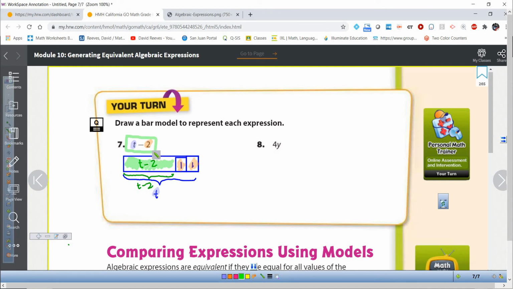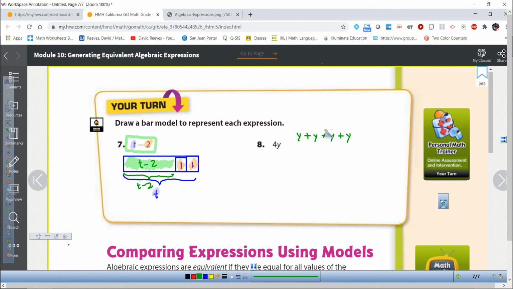All right, 4 times y. Now what we need to remember about 4 times y is that when you multiply by 4, it means you have 4 of those things. So this means y plus y plus y plus y. 4 times y. So I need 4 y's.